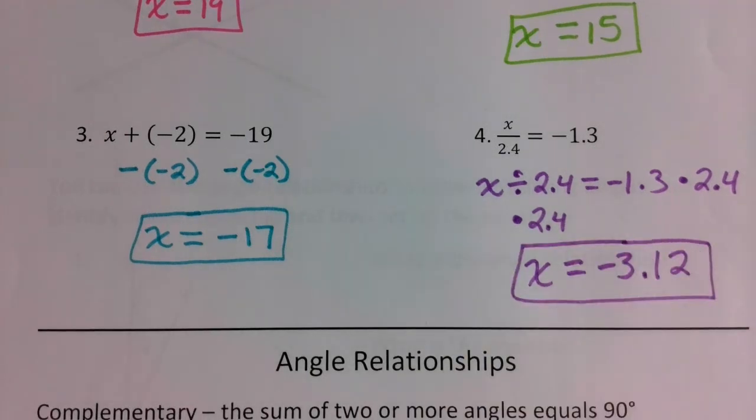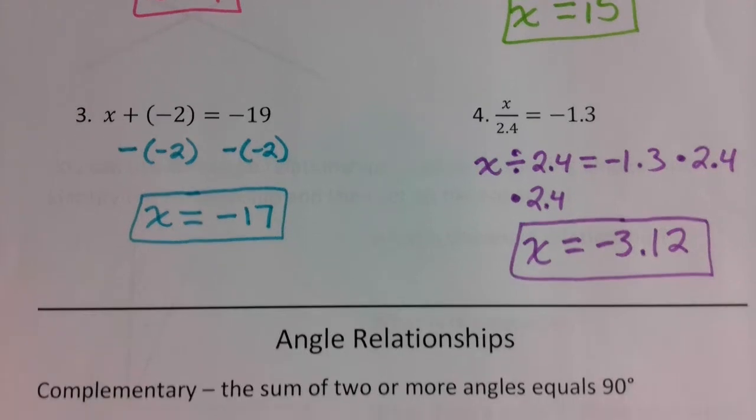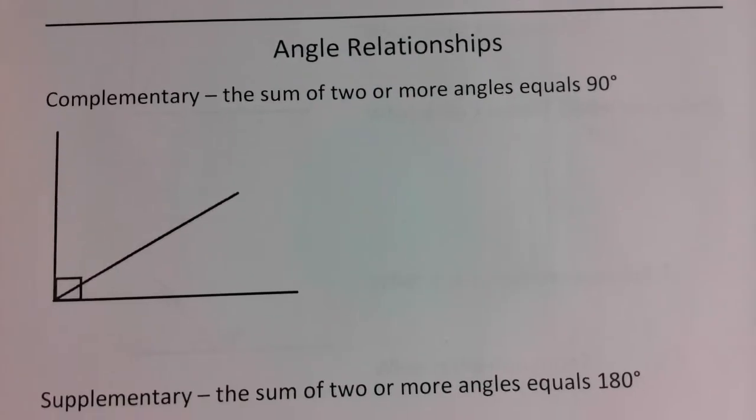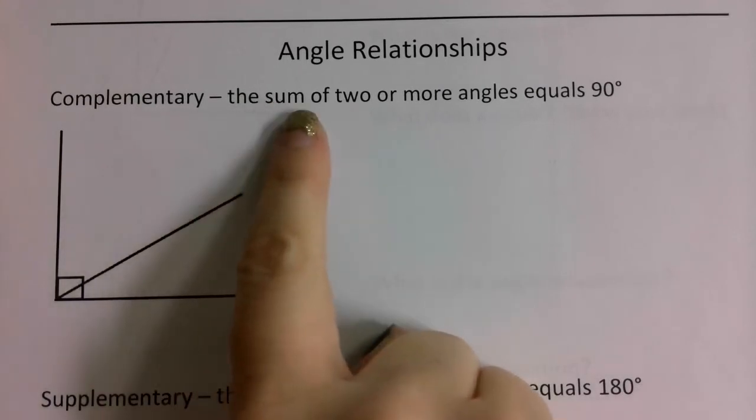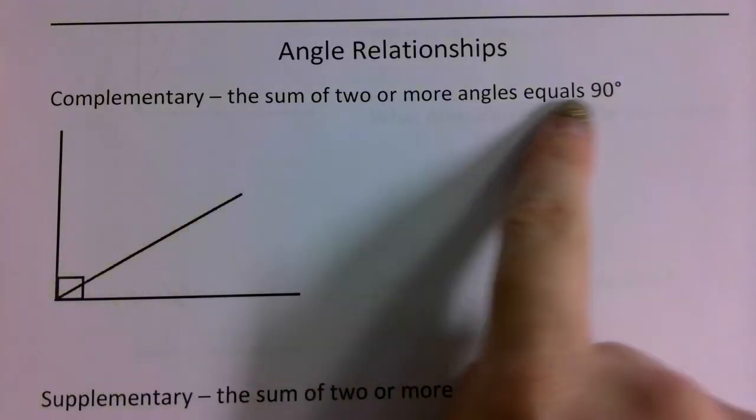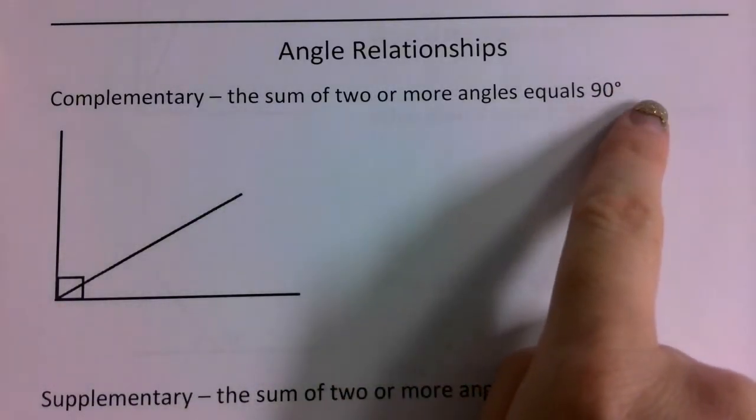Okay. Now, during Pride Time this week, we discussed those angle relationships. We watched that little quick video about complementary, supplementary, and vertical relationships. So I've reposted those onto the notes here. Remember, complementary states that you have a sum of 2 or more angles that's going to equal 90 degrees.